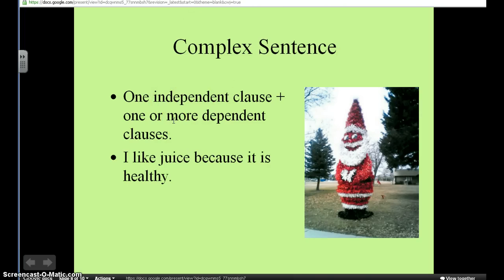We have one independent clause plus any number of dependent clauses. The key is that there's only one independent clause. So, "I like juice because it is healthy." I like juice is your independent clause. Because is the subordinating conjunction. It is healthy moves on from there.